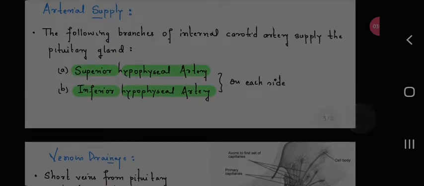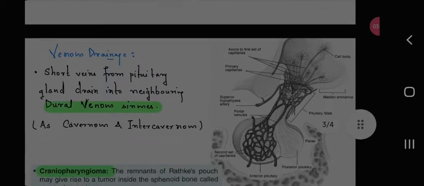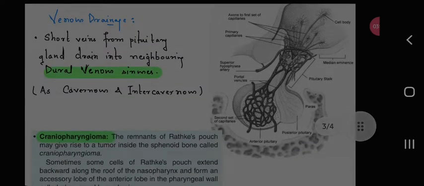Arterial supply: the following branches of the internal carotid artery supply the pituitary gland: superior hypophyseal artery and inferior hypophyseal artery on each side. Venous drainage: short veins from the pituitary gland drain into neighboring dural venous sinuses, the cavernous and intercavernous. Axons to first set of capillaries. Cell body: median eminence, primary capillaries. Superior hypophyseal artery, portal venules, pituitary stalk, posterior pituitary. Second set of capillaries, anterior pituitary.